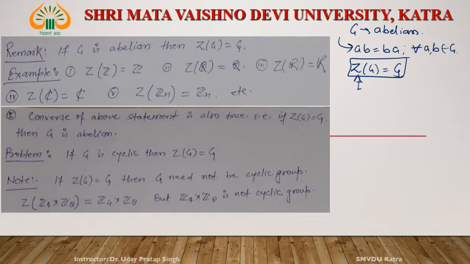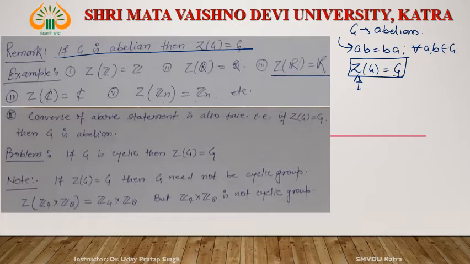What is Z? Z with respect to plus is an abelian group. Then by this relation, Z of the set of integers is equal to the set of integers, and Z of Q is Q, since Q is also an abelian group. The set of real numbers is an abelian group, therefore Z of R is R. Z of C is C. Z of Zn is Zn. Similarly, other examples also.